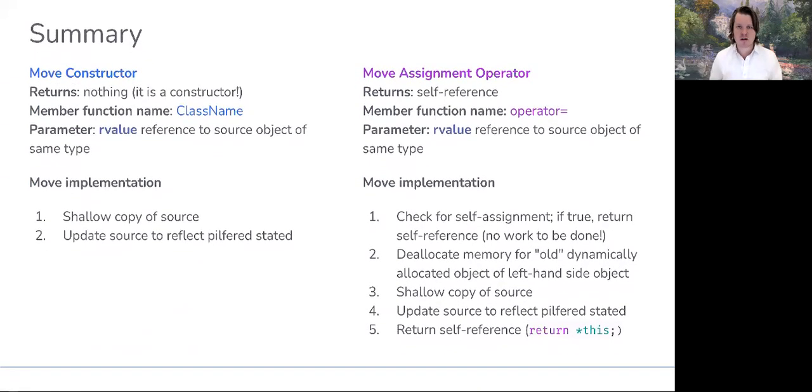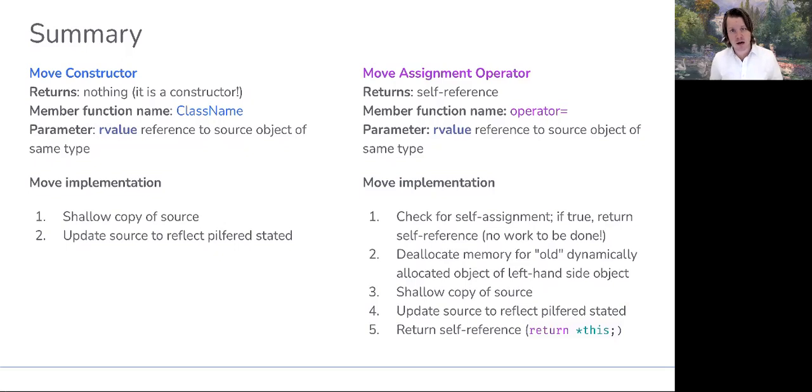So our move constructor is a parameterized constructor. By definition, it will return nothing and its name is going to be that of the class name. The parameter is something new, which we introduced within this lesson, an R value reference to the source object of the same type. Now the implementation for the move constructor is going to consist of two steps. The first being to create a shallow copy of the source, which will result in resource sharing with the source object as well as the object being constructed.